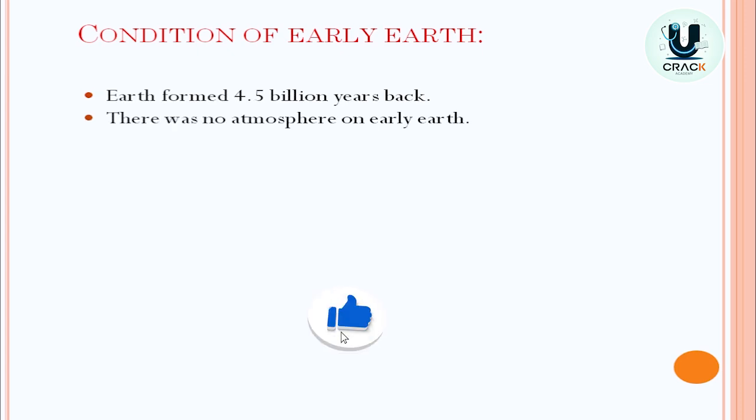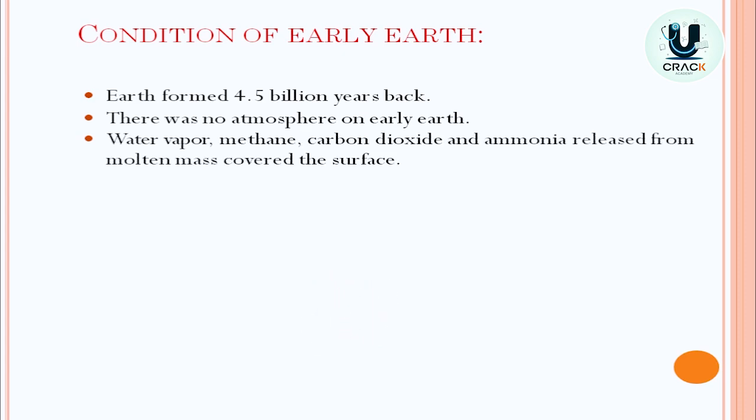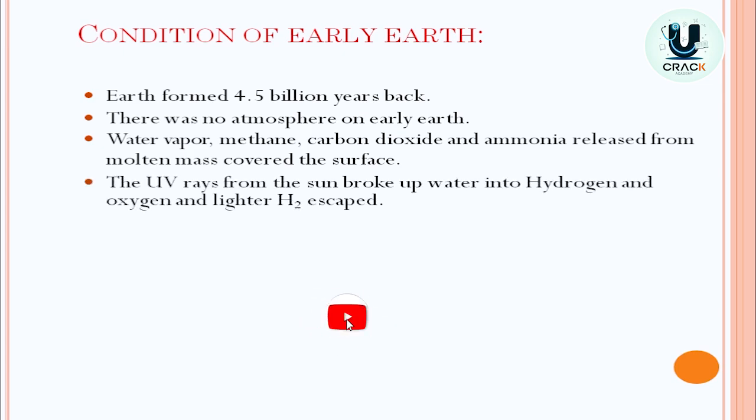The next topic is about the condition of early Earth. Earth formed 4.5 billion years back. There was no atmosphere on early Earth. Water vapor, methane, carbon dioxide, and ammonia were all released from the molten mass that covered the surface.